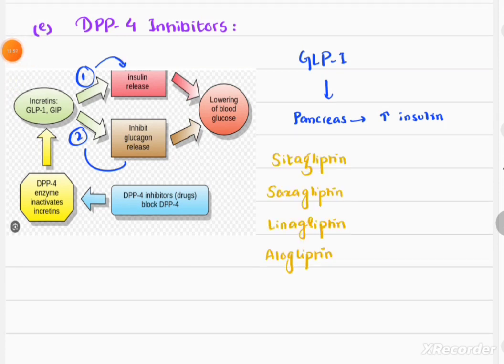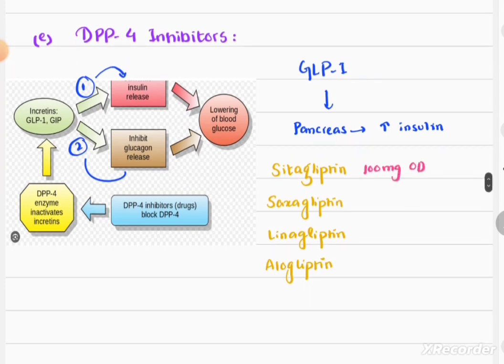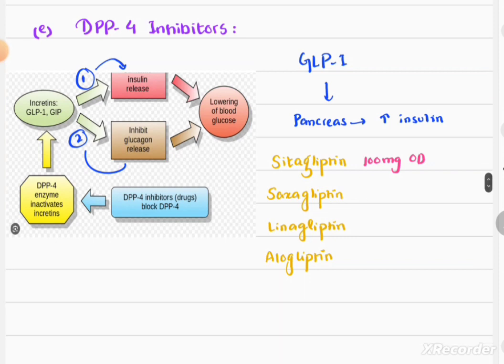The drugs in the DPP-4 inhibitors are sitagliptin, saxagliptin, linagliptin, and alogliptin. We give sitagliptin in a dose of 100 mg once daily. Saxagliptin is given as 5 mg once daily. Linagliptin is also given as 5 mg once daily, and alogliptin is given as 25 mg once daily. The doses of all these drugs are adjusted in the setting of reduced creatinine clearance.